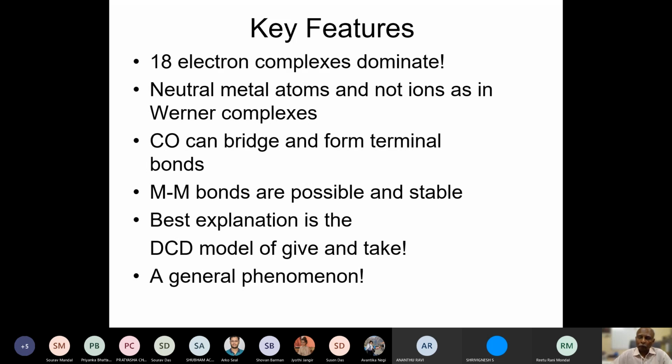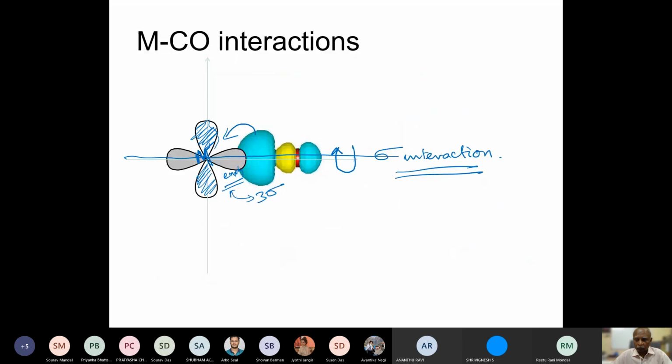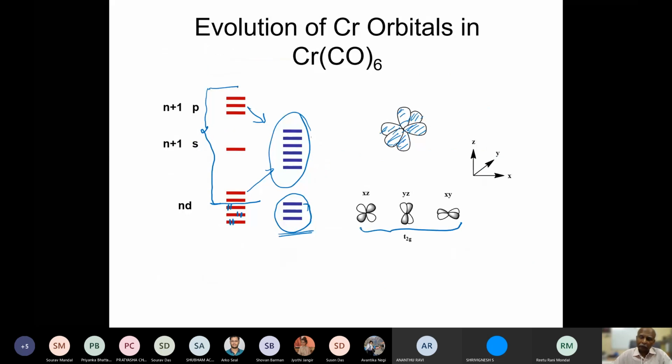Okay, so now we have not explained really why 18 electron complexes dominate, but if you recollect the stability of, let me just go to this picture. The pi star orbital on carbon monoxide with the T2G set will stabilize it.